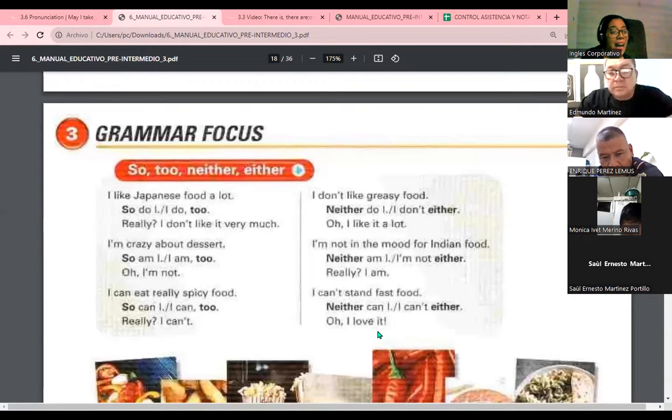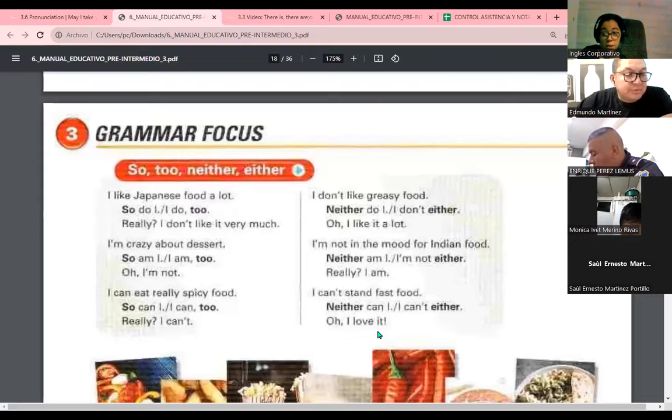Y decimos, I can eat really spicy food. ¿Cómo respondo? Si estoy de acuerdo. O sea, I can. ¿Y qué voy a responder en this stage? So can I. O, I can too. And me too. Ajá, en sí, me too, porque estamos diciendo yo también. Ok, pero cuando digo really, I can't. Yo no.